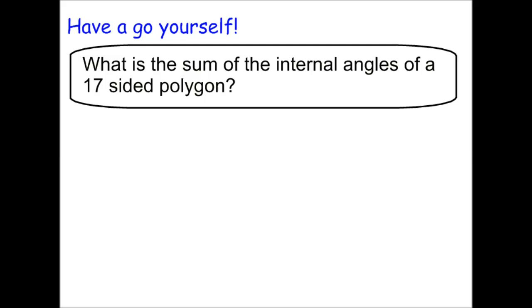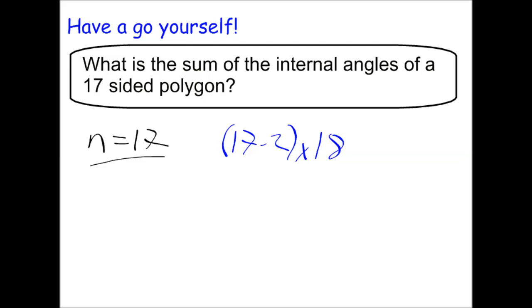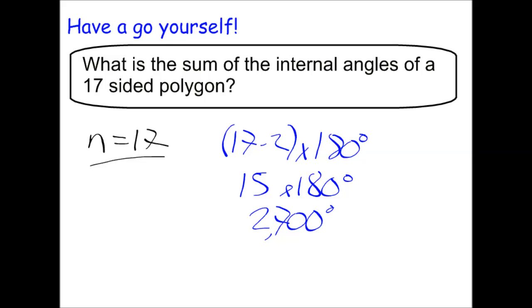Right, so in this example, we have a 17-sided polygon. So straight away, we know that n equals 17. All we have to do now is substitute that into our formula. The formula was n minus 2, so that's going to be 17 take away 2, and then we multiply it by 180 degrees. That gives us 15 times 180 degrees. And when we times that out, we end up with 2,700 degrees. So that is the sum of the interior angles of a 17-sided polygon.